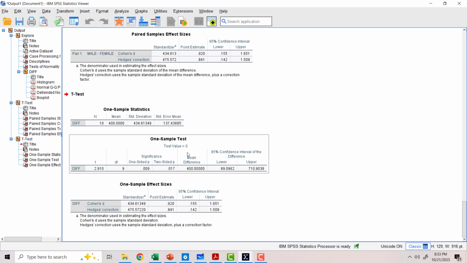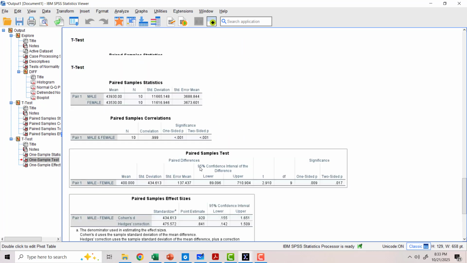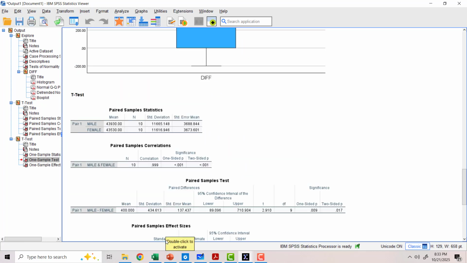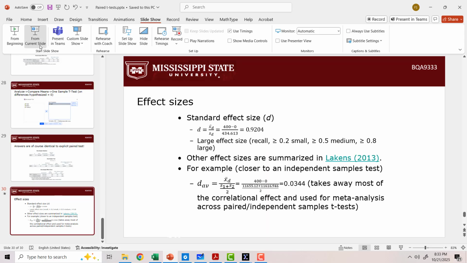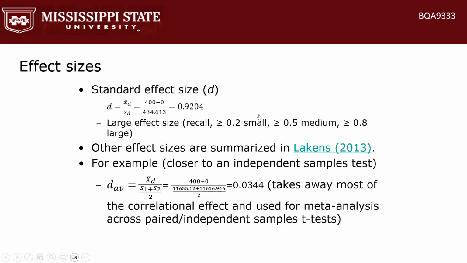And click OK. We do it a completely different way, but we get exactly the same results. Same t, same degrees of freedom, same p-value. And the mean difference is 400. So two different ways of doing exactly the same test. And I got Excel to calculate effect sizes, but final slide: D is x bar d over SD, which is a large effect size.